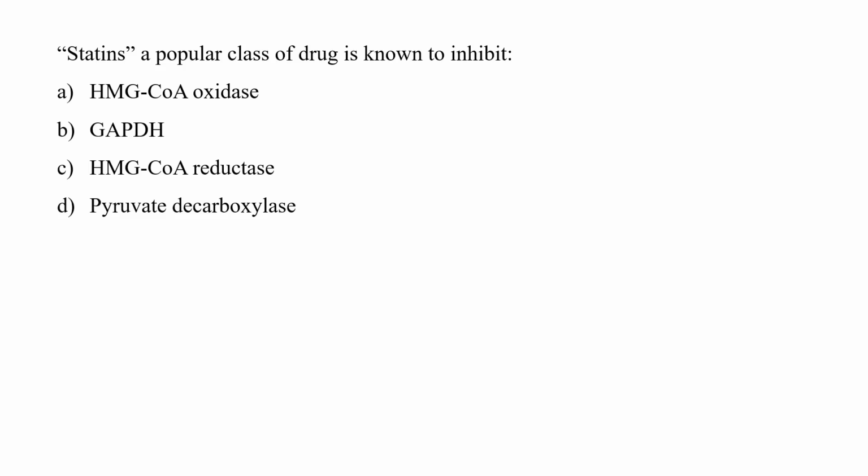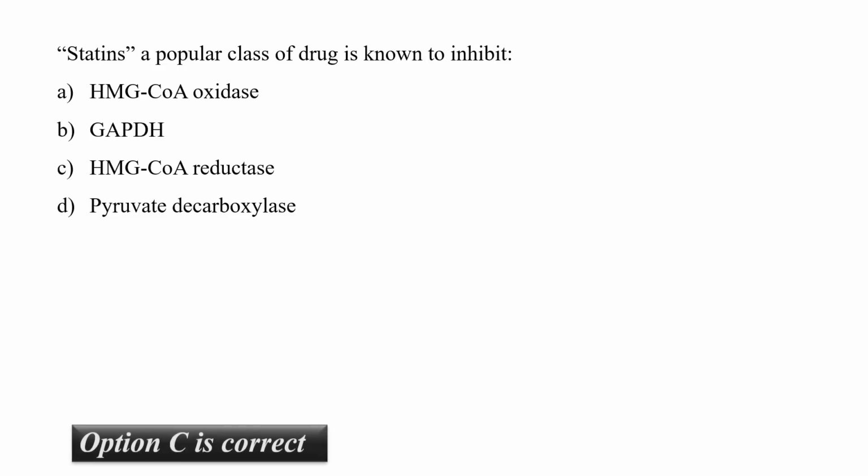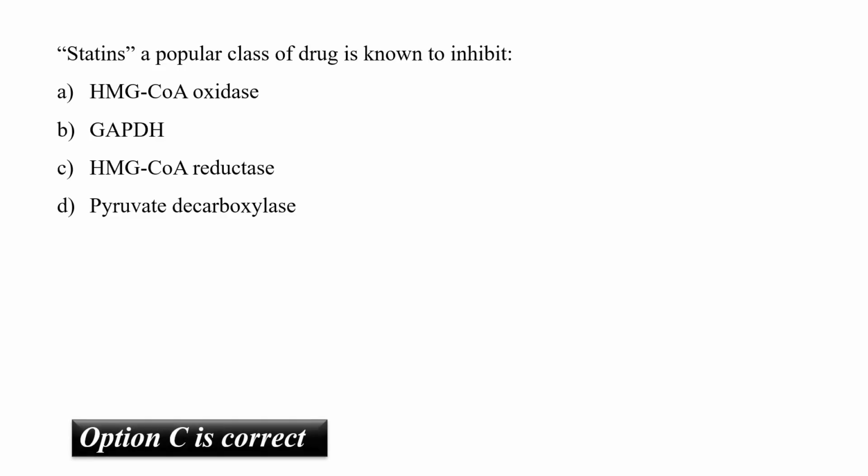Statins, a popular class of drug, are known to inhibit HMG-CoA oxidase, GAPDH, HMG-CoA reductase or pyruvate decarboxylase. Statin actually blocks an enzyme called HMG-CoA reductase that is involved in the synthesis of a steroid intermediate called mevalonate. So option C is the correct answer.